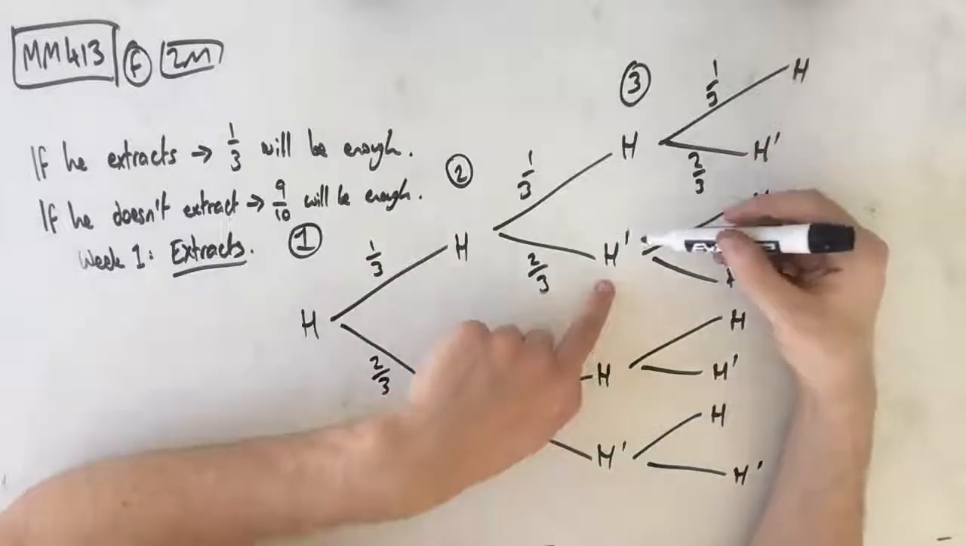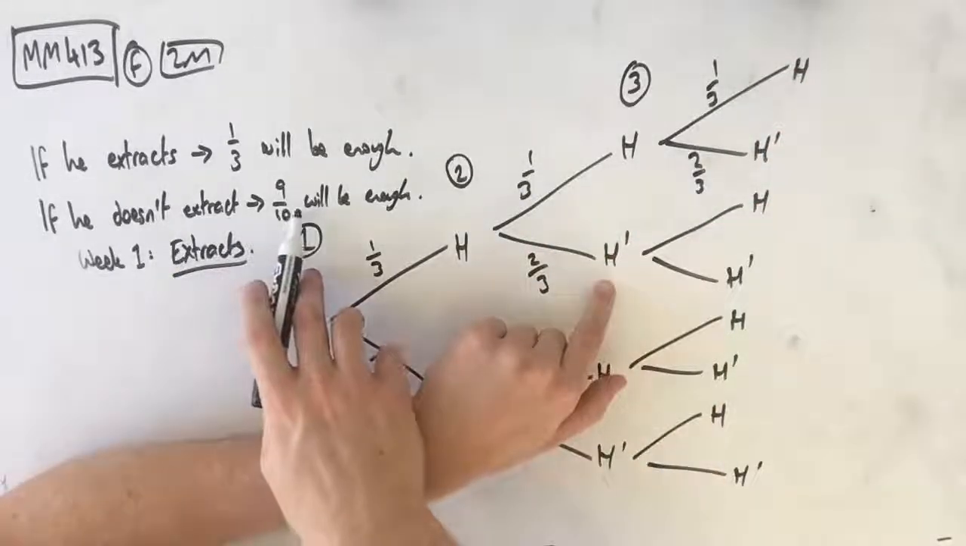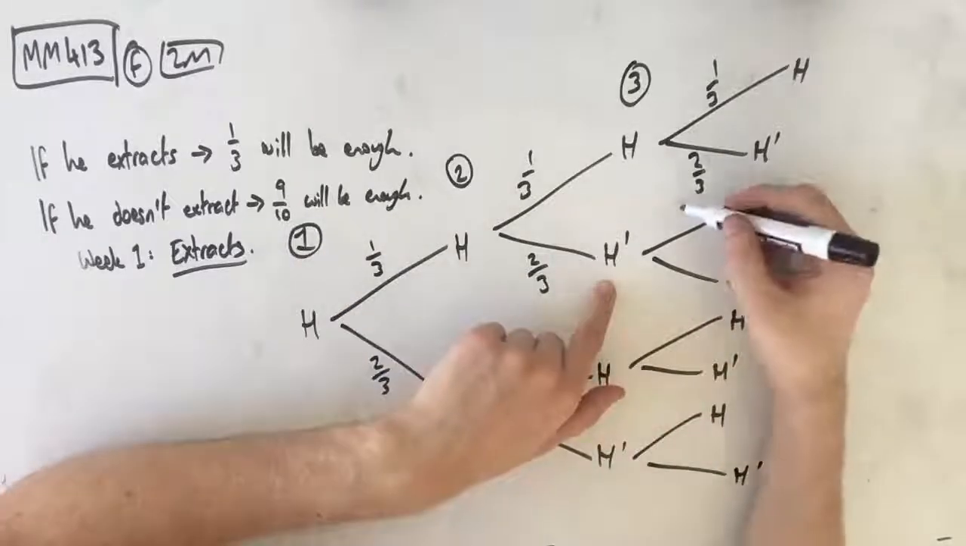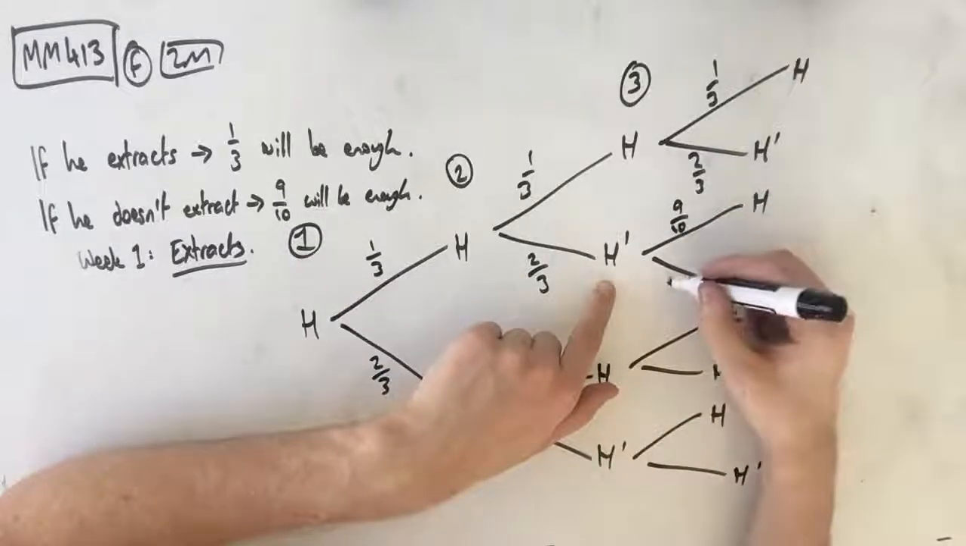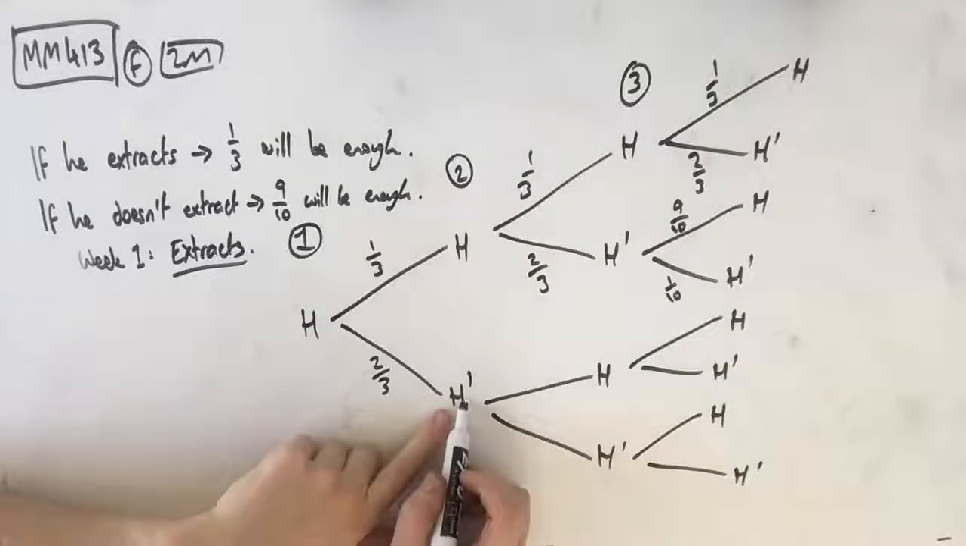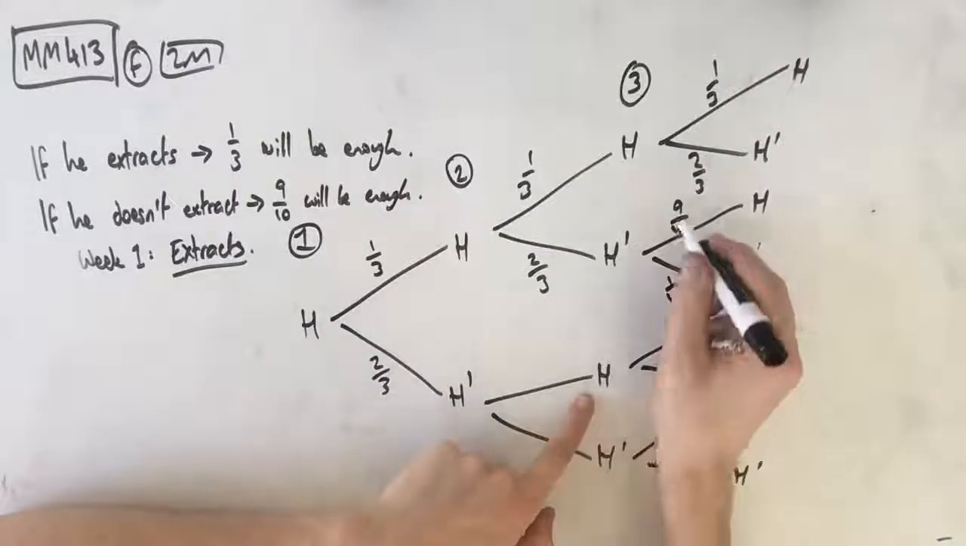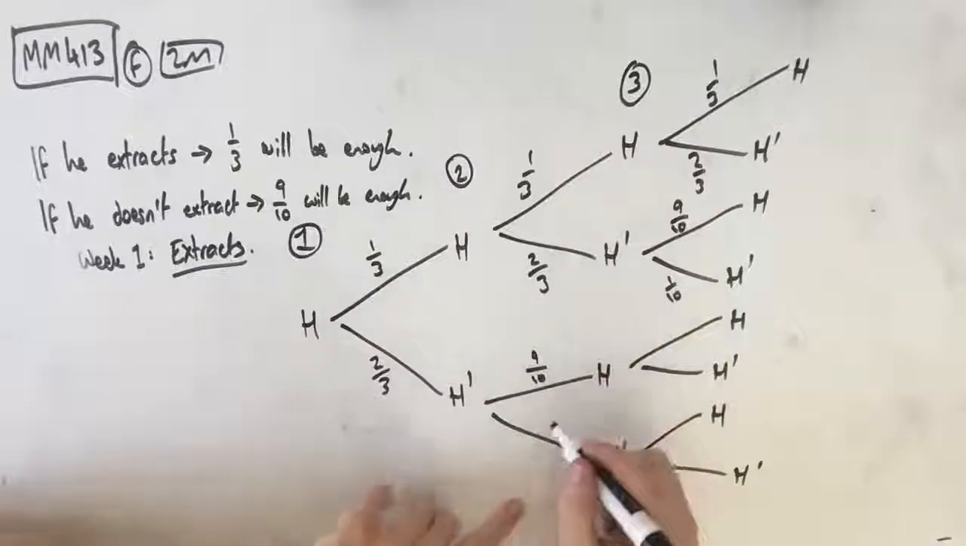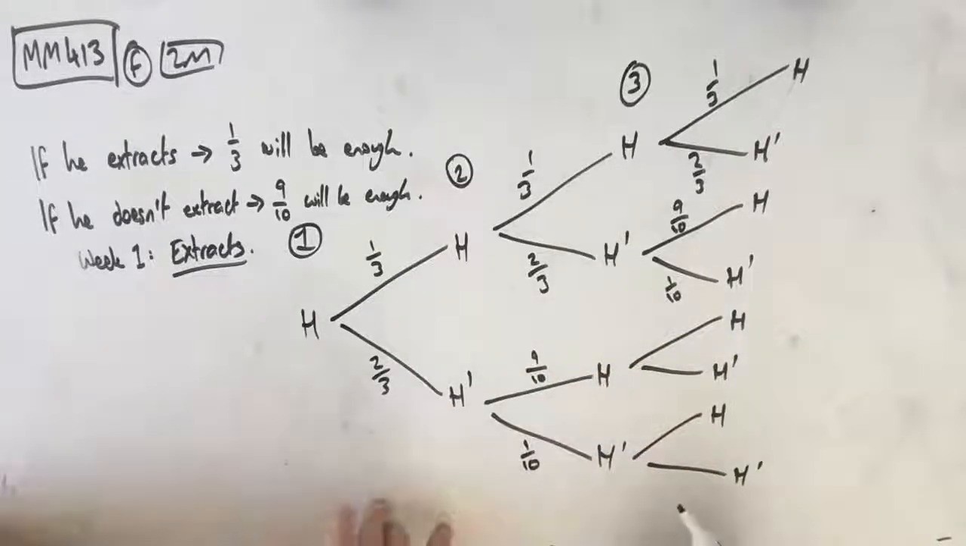Now here, he hasn't extracted it, which means that there's a 9 in 10 chance that he will be able to extract it. So 9 in 10, and therefore this is a 1 in 10 to add to 1. Now here, he hasn't extracted it, so the probability that he will extract it the next one is 9 in 10. And again, this is a 1 in 10.